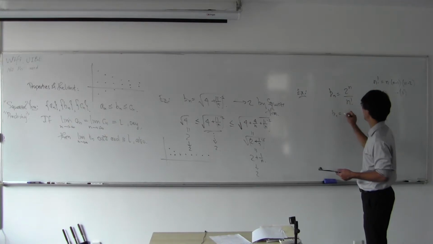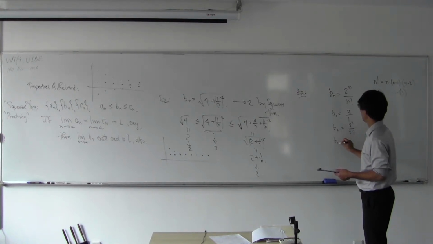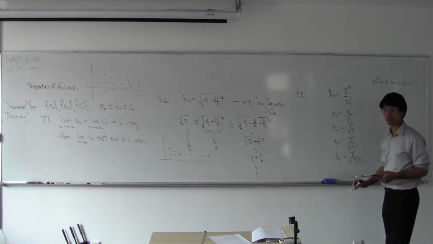So b_1 is 2 over 1, b_2 is 2 squared over 2 times 1, b_3 is 2 cubed over 3 times 2 times 1, b_4 is 2 to the 4 over 4 times 3 times 2 times 1, et cetera.